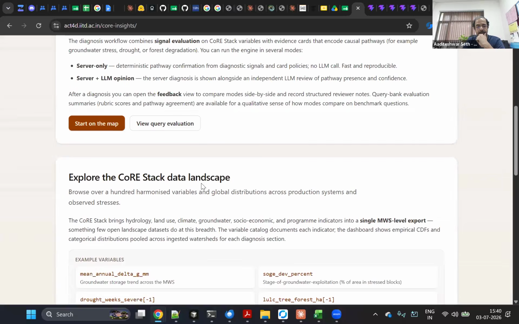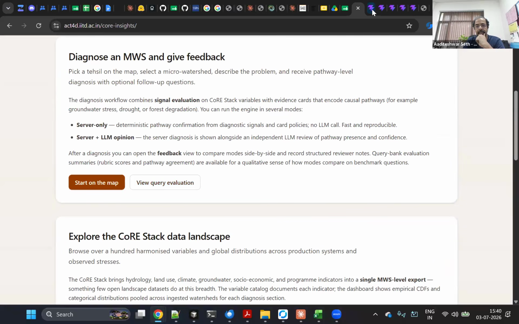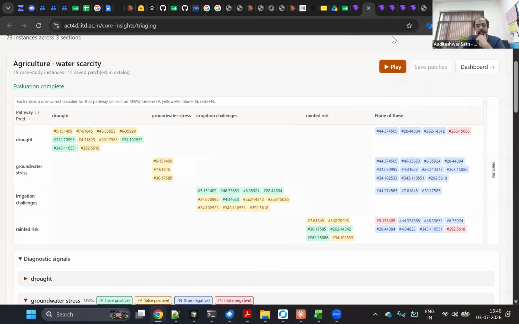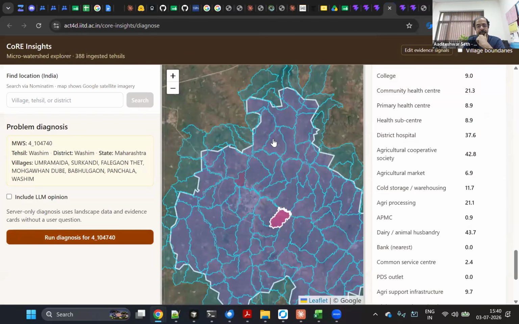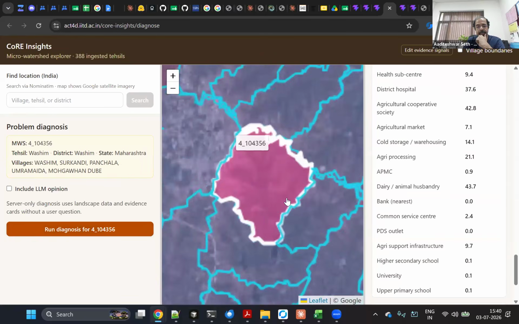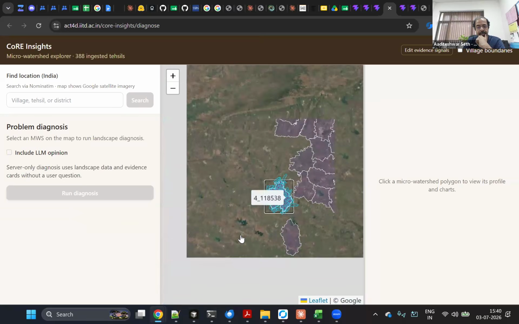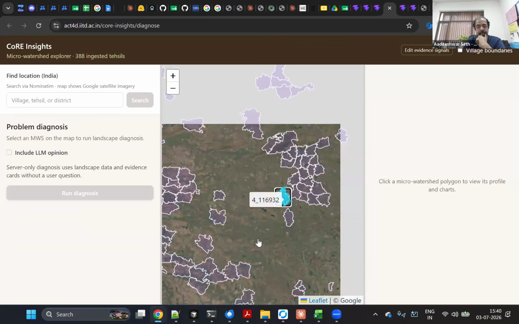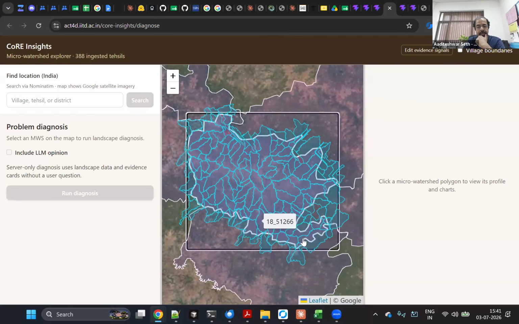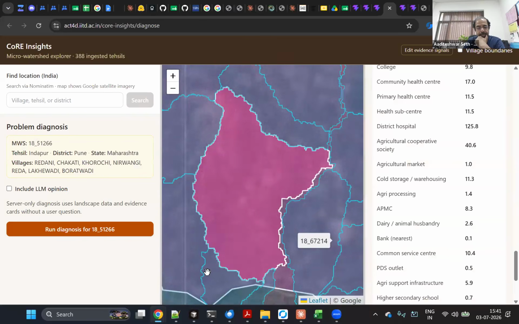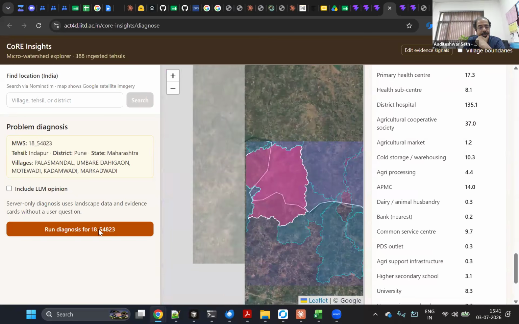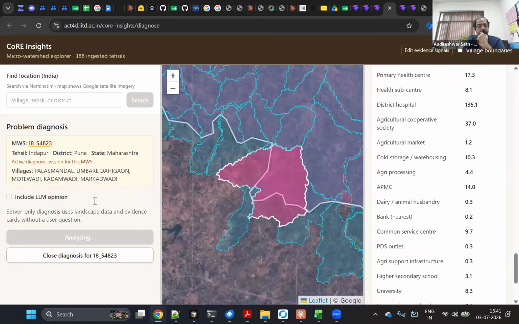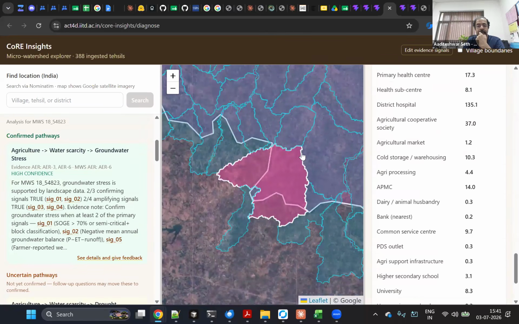Maybe this one will have some hills and forest areas as well. I don't know. Maybe. So, no, this is also mostly groundwater.